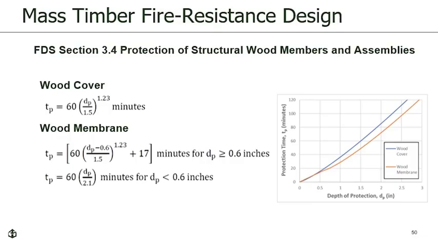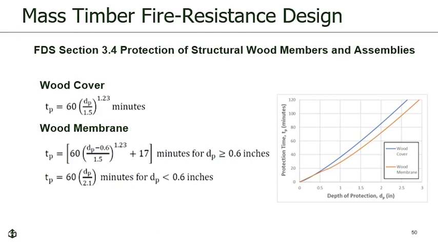As I mentioned earlier, FDS section 3.3 provides guidance on how to determine the amount of protection time provided by additional wood cover and wood membranes. Additional wood cover is protection from additional wood members that are added to the wood structural member being protected. The provisions for wood cover apply where additional wood protection is in direct contact with the protected member. This is represented by the blue line on this graph showing protection time as a function of wood cover depth. Conversely, the provisions for wood membranes apply where wood protection is not in direct contact with the protected member. This is shown as the orange line in this graph here.